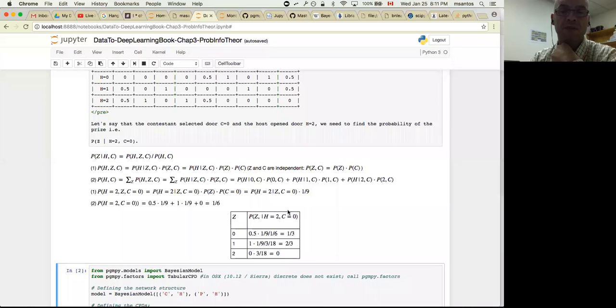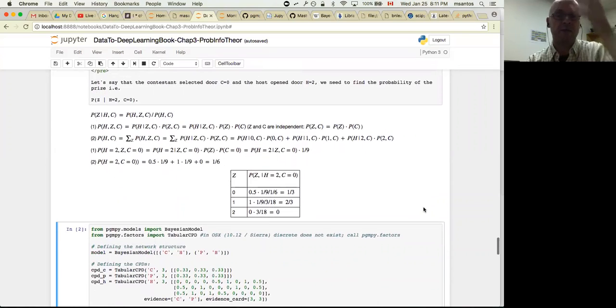For C1, if you do it, you will see that you get 2/3, and finally for Z equal 2, you get 0. So what is this result telling us? Well, look, if you chose door number 0 and the host chose door number 2, the probability of the prize being behind any given door is not all equal. Actually, it's impossible that it will be behind 2.